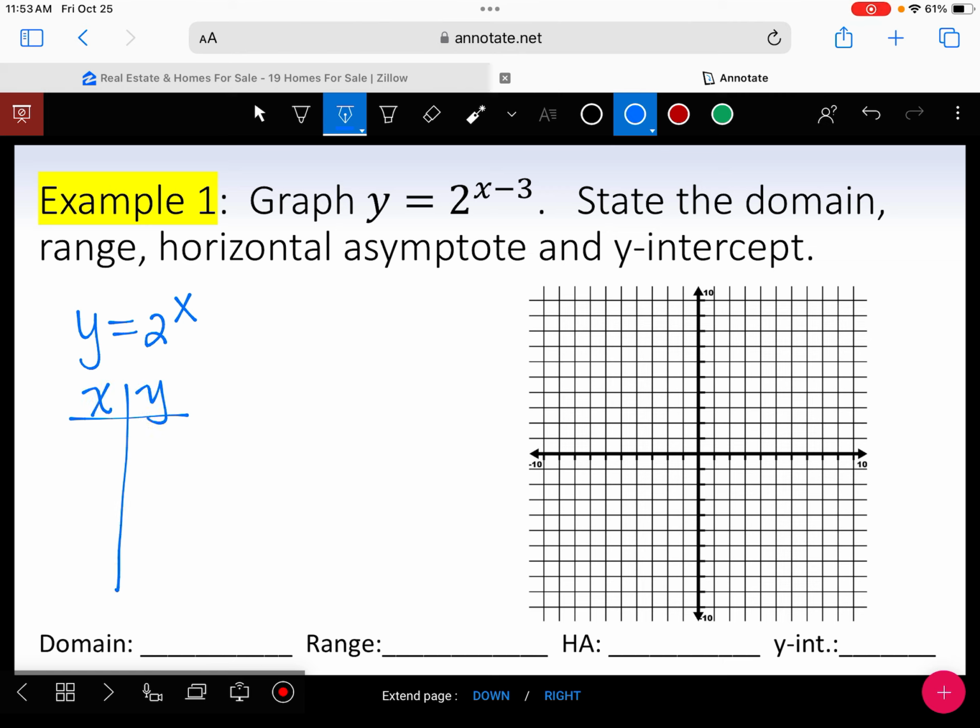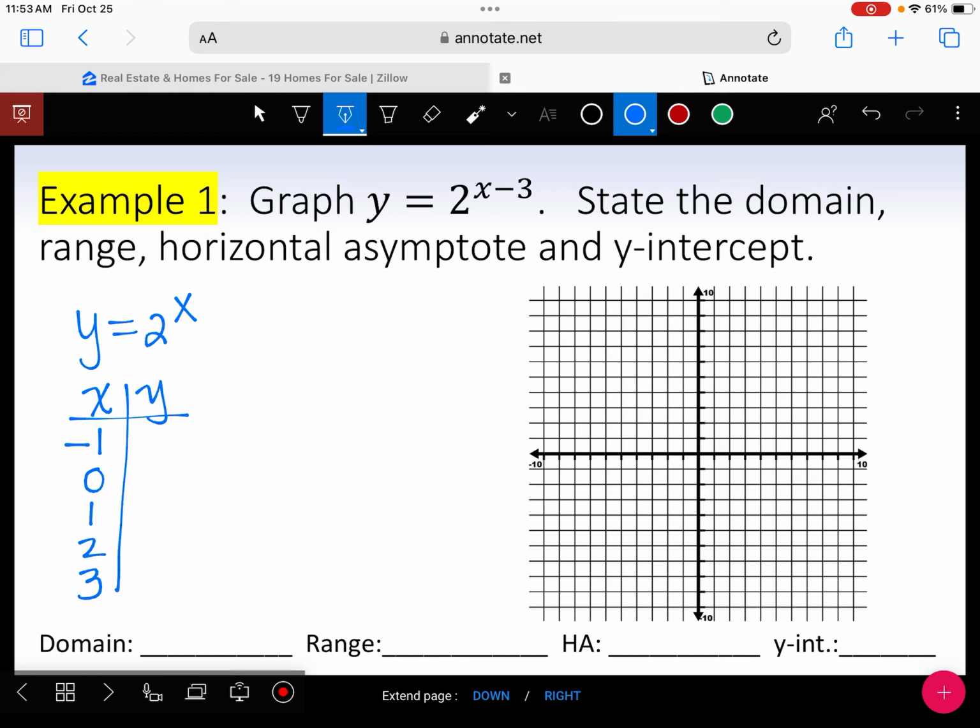And we can choose our x values. 2 is the smallest base that we can go. So I'm just going to use -1, 0, 1, 2, and 3. You can choose, because remember, your domain is all real numbers. You could pick any numbers you want to use.